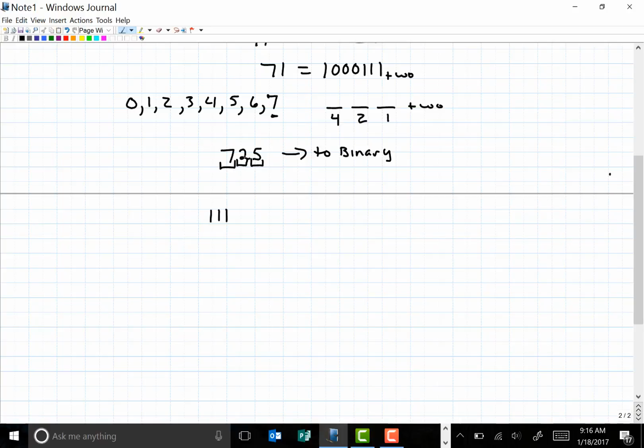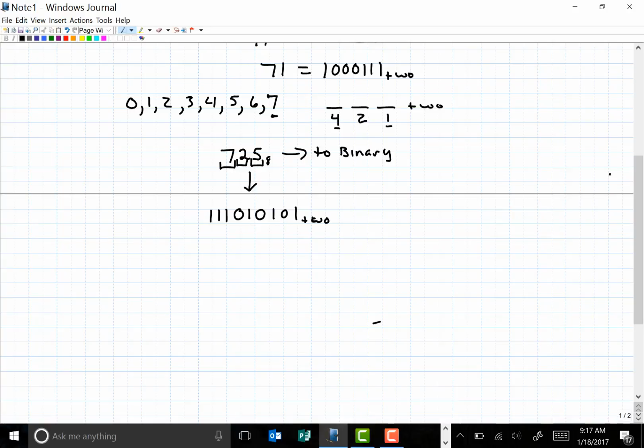And then for the number 2, we would have a 0 in the 4's position, a 1 here in the 2's position, and a 0 in the 1's position. So we could write that as 0, 1, 0. And then finally for the 5, we would need a 1 in the 4's position, in the 1's position, and a 0 here. So this would be 1, 0, 1. And now I've actually just converted this 725 base 8 into this binary number.